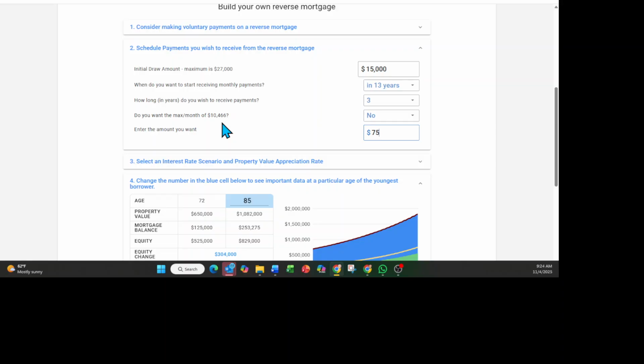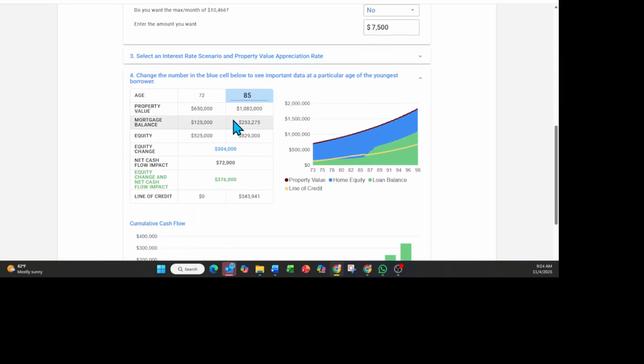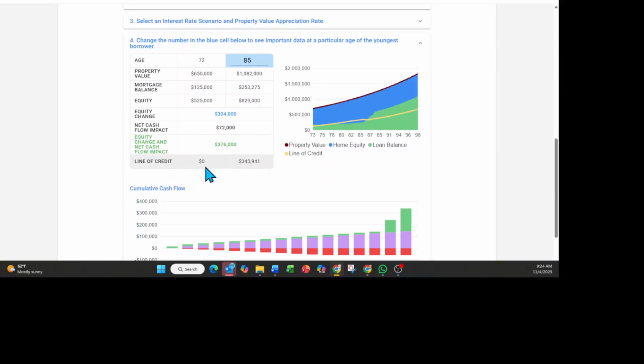So let's drop this down to $7,500 a month. I think I can get by on that perhaps. So we do that and things change on this chart and with the numbers. You'll see the green increasing quite dramatically here. Those are the 3 years of payments that we're making to the borrower.